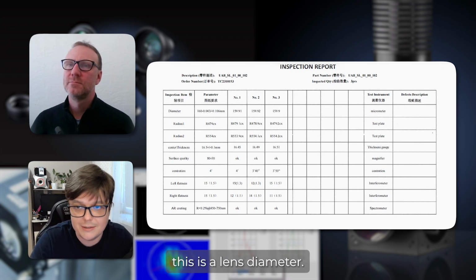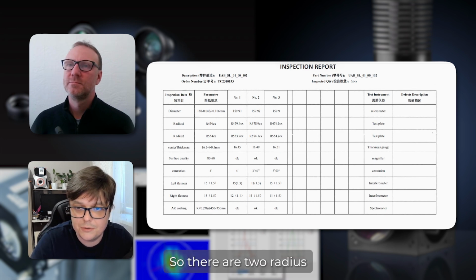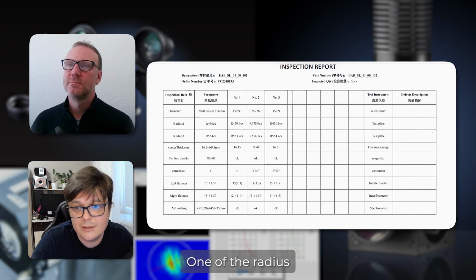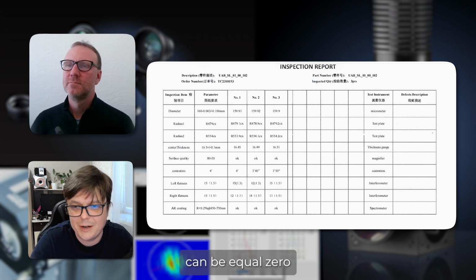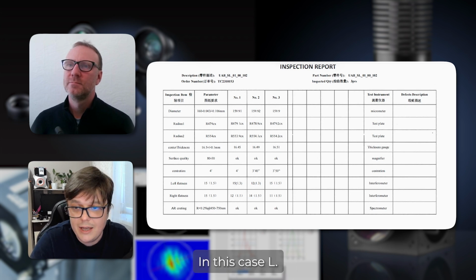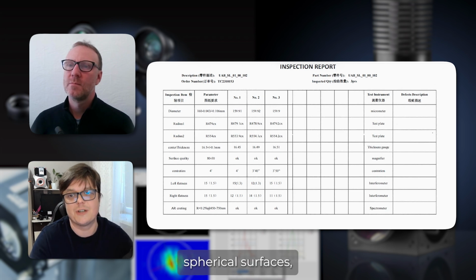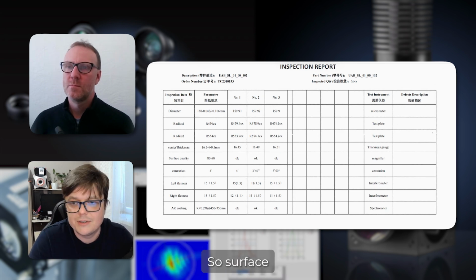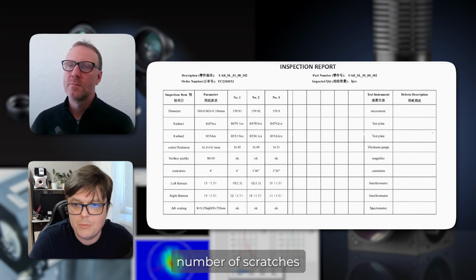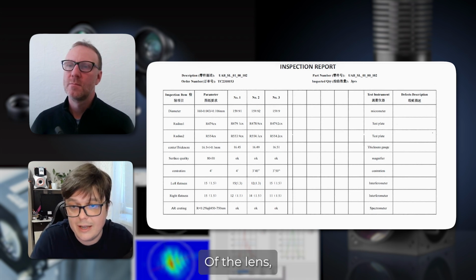At first line, this is a lens diameter. We define its diameter and potential error for the lens. Also, there are two radiuses of curvature for the lens. One of the radii can be equal to 0 or infinity. This is a flat surface in this case. Also, we see center thickness. This is the distance between two spherical surfaces, or thickness of the lens. Surface quality defines the number of scratches or defects at the surface of the lens. It is defined for each surface.